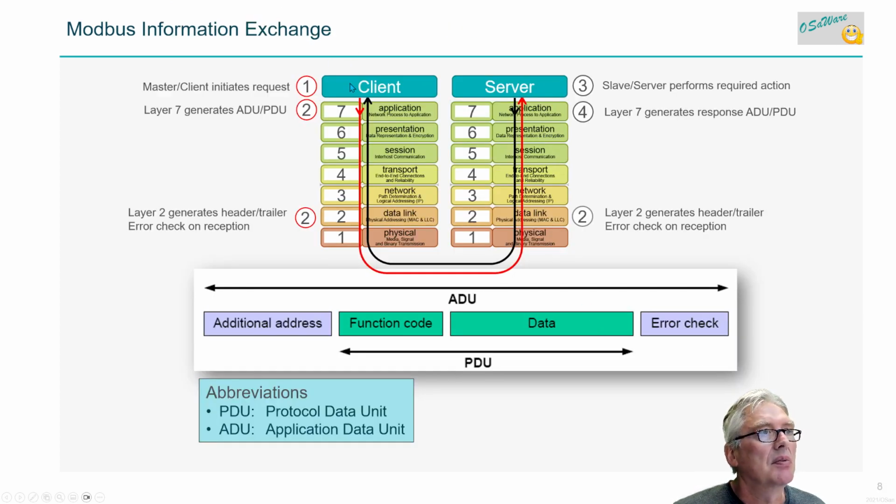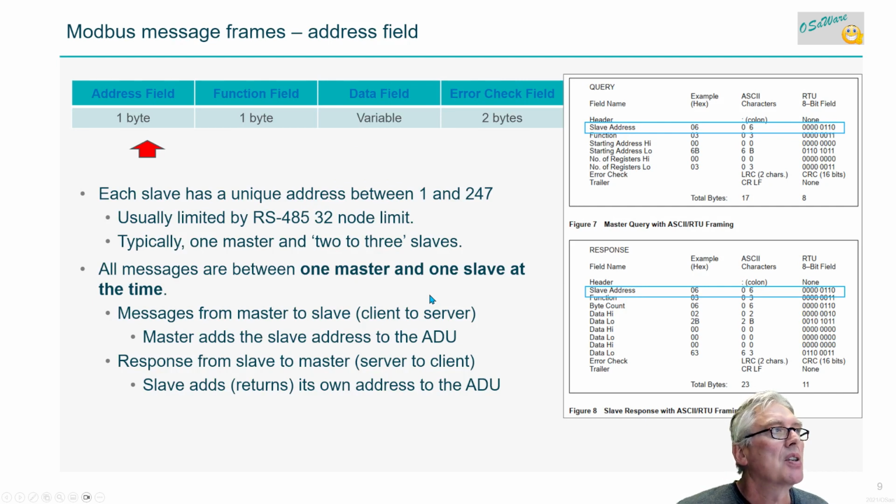Information exchange too. So what they do is they have addresses, we have a function call, we have the data, and an error check too. So that's the way it exchanges data. Protocol data unit, application data unit, so PDU is here, and additional address and so on. So what you have.